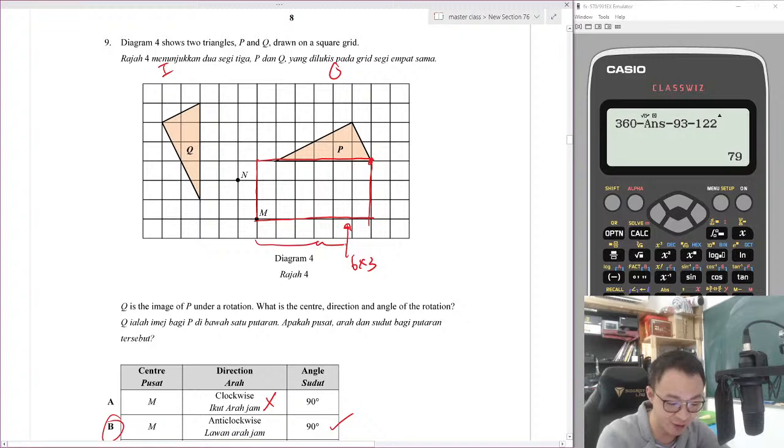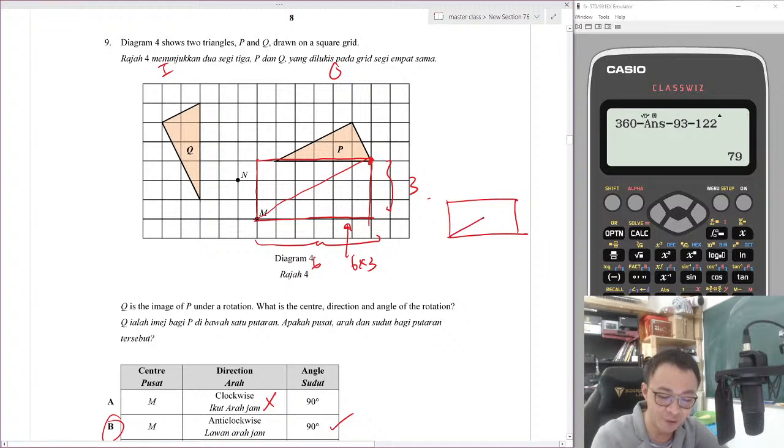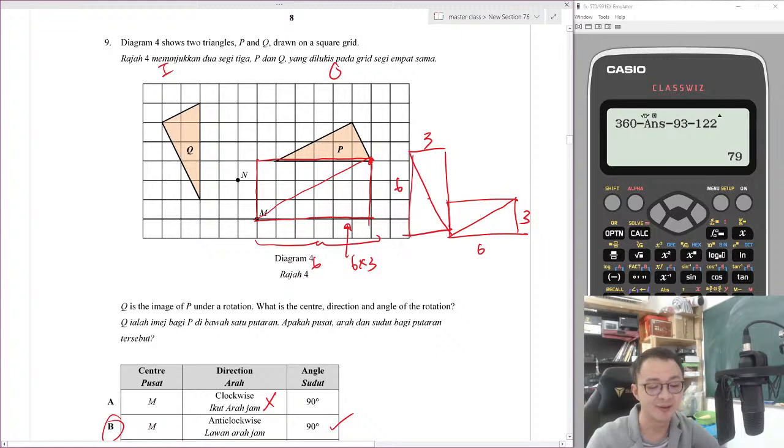Because I have 6 columns here and 3 columns here. So if I draw a line like this, basically I'm drawing a line which cuts the 6 by 3 into half, isn't it? So basically, if I want to get a perfect 90 degrees, I will need to have another rectangle that is also 6 and 3, and I cut it into half like this. Then this one definitely is 90 degrees.